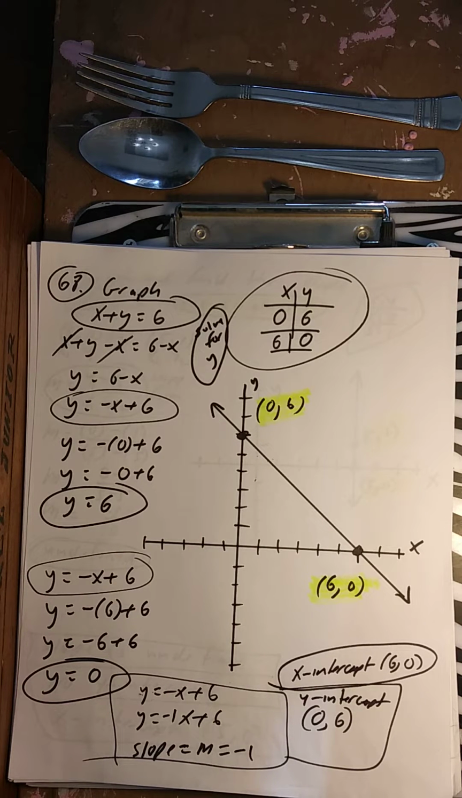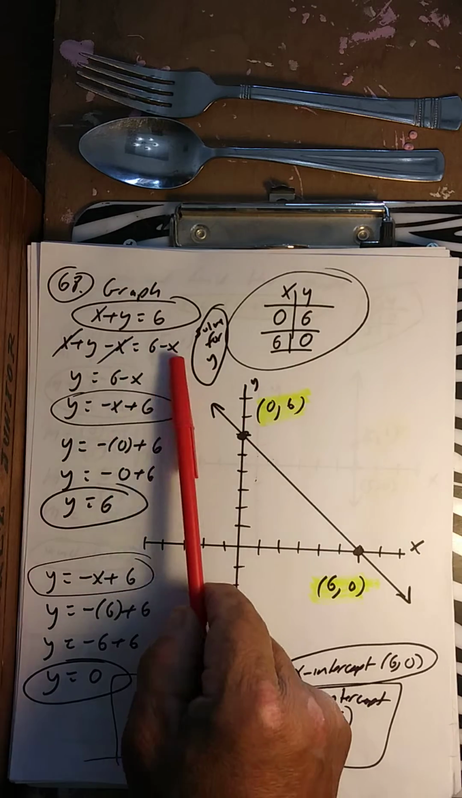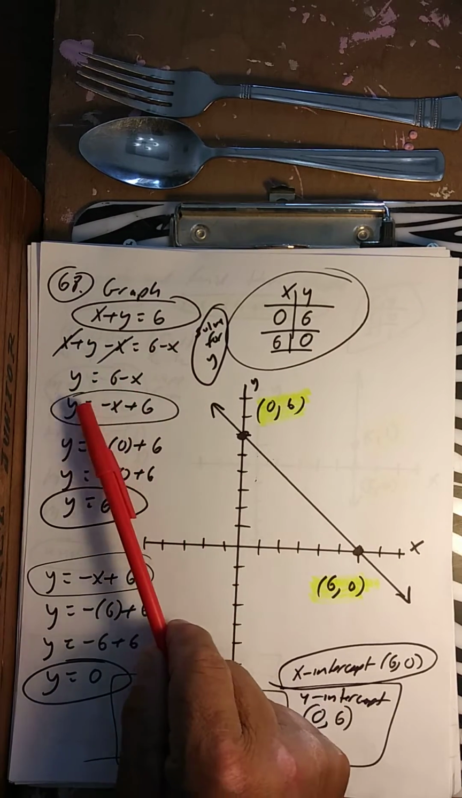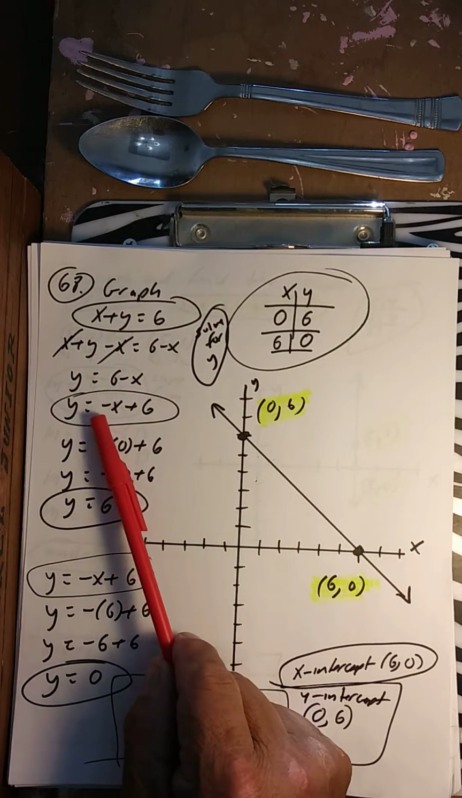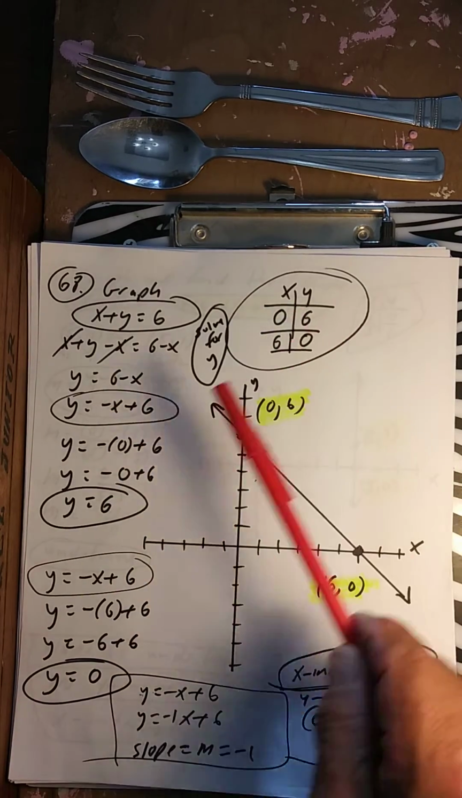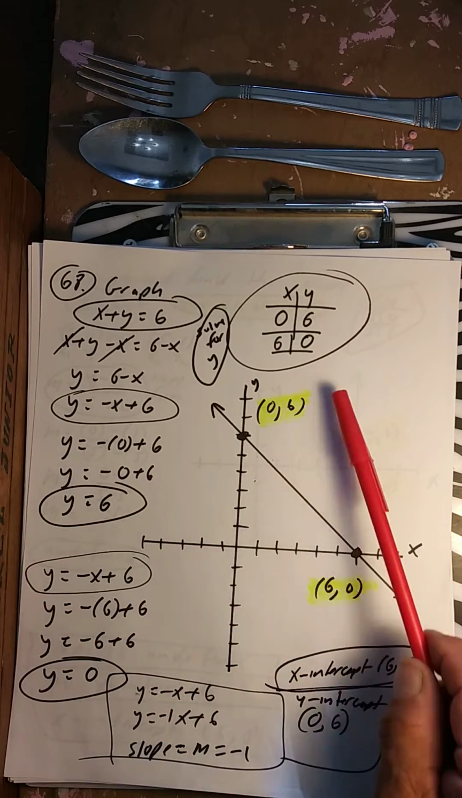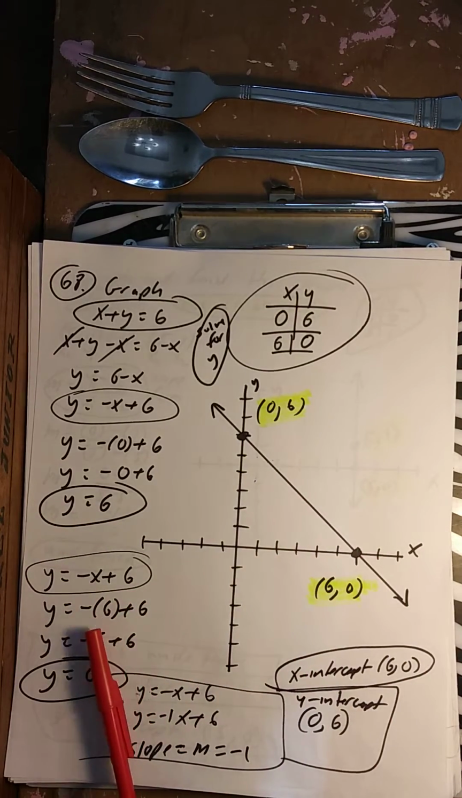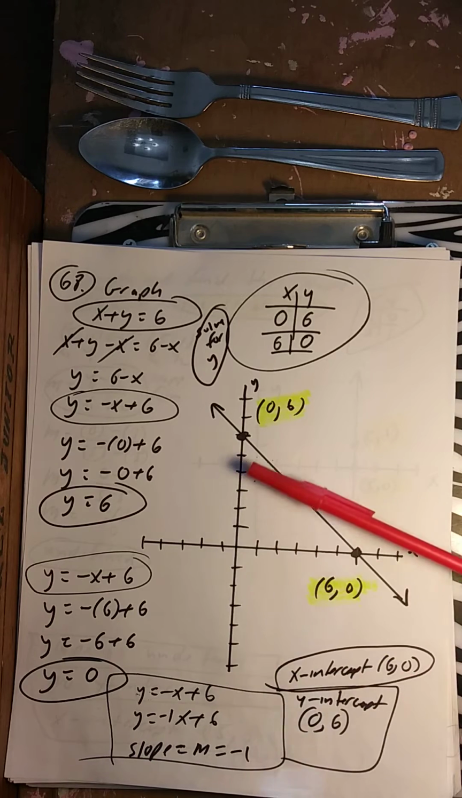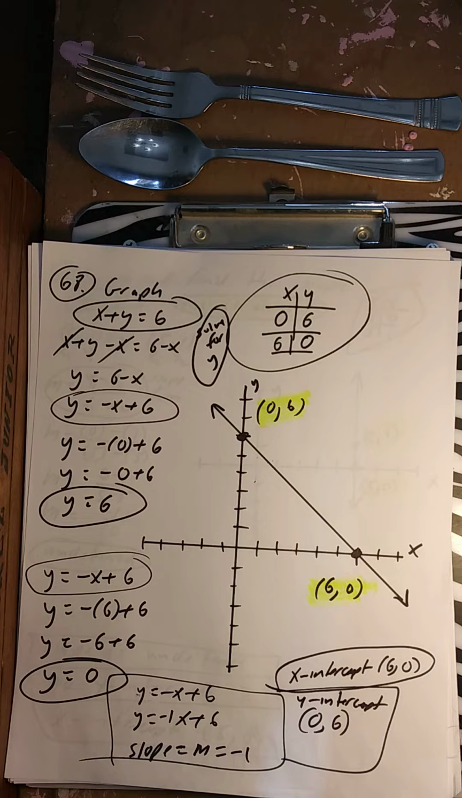Graph x plus y equals 6. Let's solve for y first. Solve for y. Go minus x. Now we have y equals 6 minus x, or y equals -x plus 6. Now I'll put some numbers in there. 0 in there is going to be 0 plus 6 is 6. Put a 6 in there. -6 plus 6, 0 again. So (0, 6) and (6, 0), connect the dots. Again, the slope is -1. Y-intercept 6. Okay. X-intercept (6, 0), and y-intercept is (0, 6).